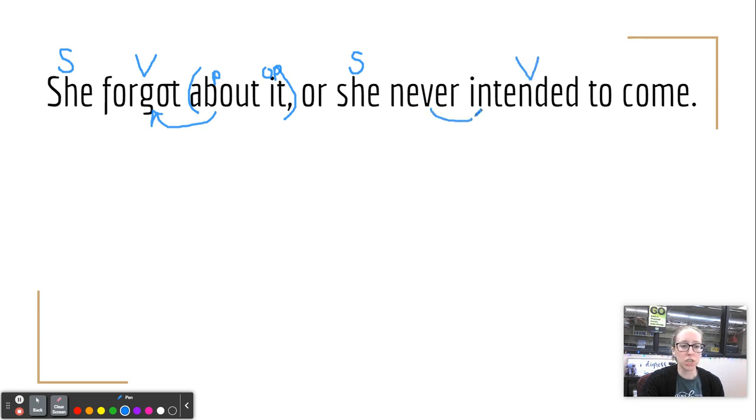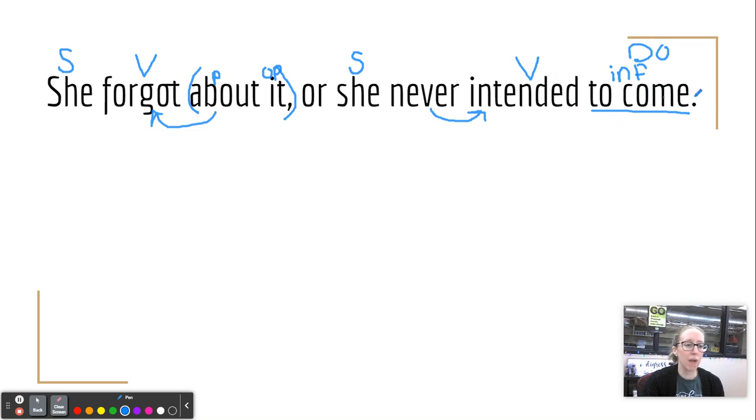Never is an adverb that's modifying the verb intended. And to come, you have to be careful here, because to can be a preposition, but since this to is followed by a verb, this is actually an infinitive. And here our infinitive is functioning as the direct object of our sentence. I did go through how to diagram verbals, which is what an infinitive is, in a previous video, so if you're not sure how to diagram that, go back and watch that video.